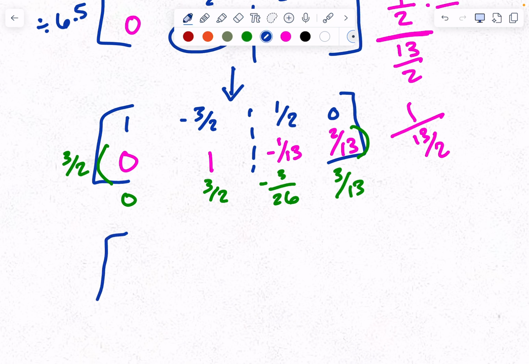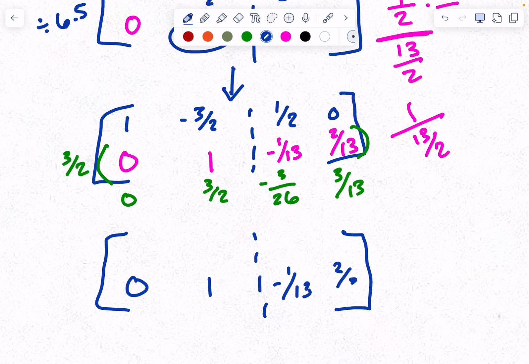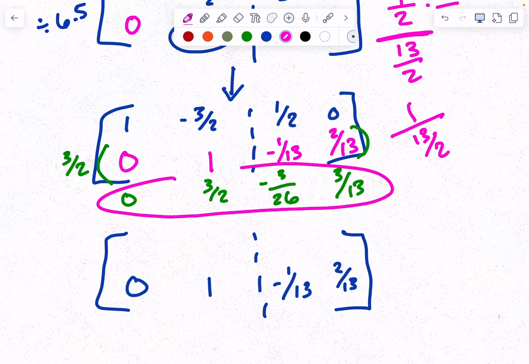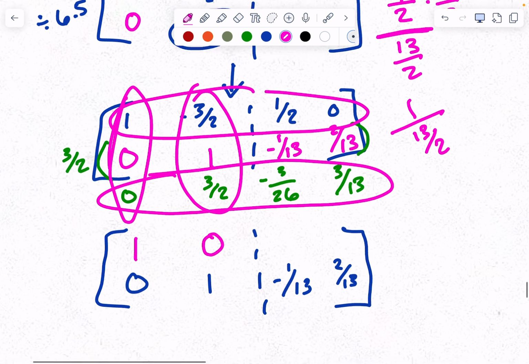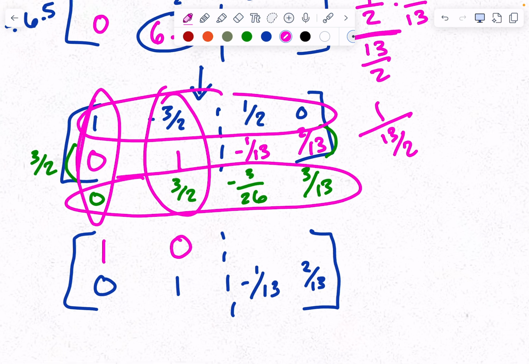Okay, the bottom row is going to stay the bottom row, because it's already 0, 1, -1/13, 2/13. Okay, but now I'm going to add this green row to this top row. All right, so 0 and 1 makes 1. -3 halves and +3 halves makes 0. Okay, so I'm almost there. Now I know that the 0 and 3 over 13 is 3 over 13, so I'm going to leave that.